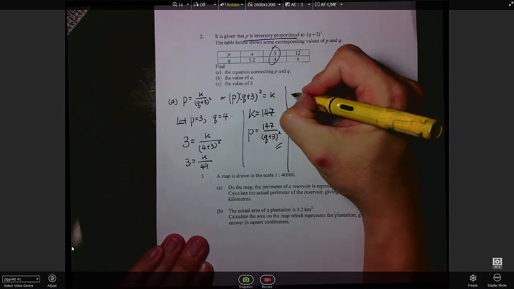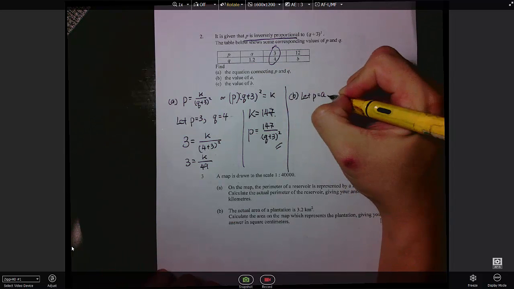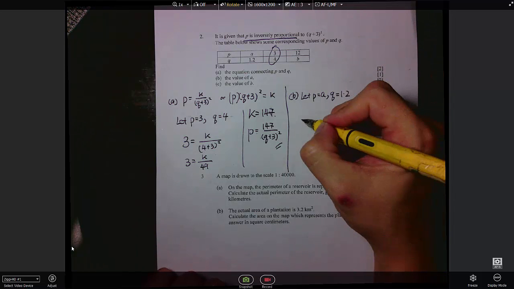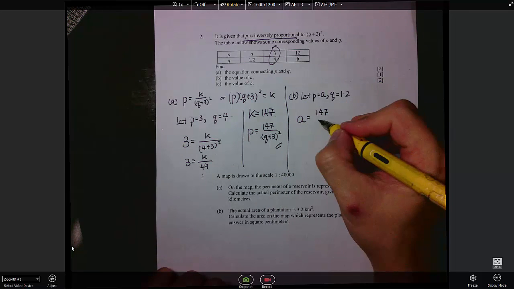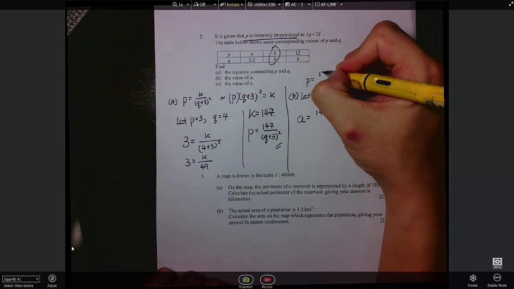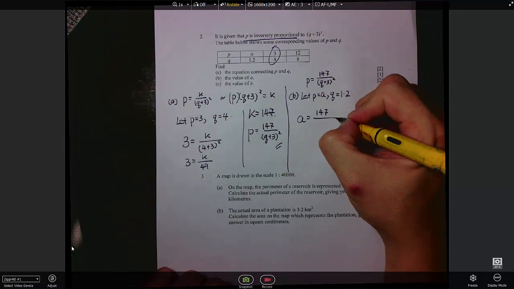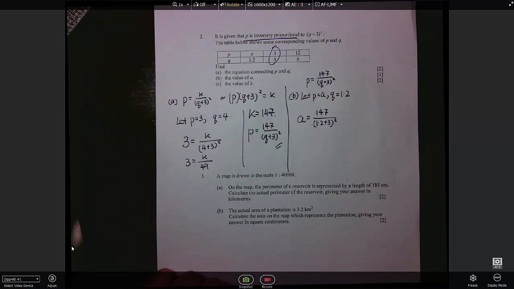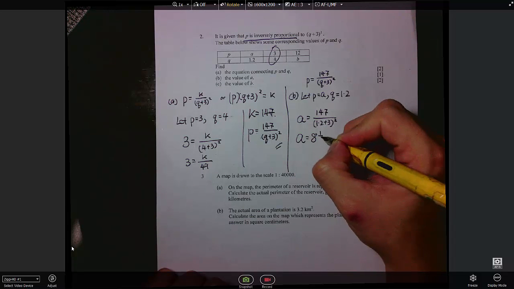Now I do part B, the value of A. So I will let P equal A and Q equal 1.2. When P equals A and Q equals 1.2, I put it back into this equation, P equals 147 over (Q plus 3) squared. So I get 147 over (1.2 plus 3) squared. A quick key into the calculator will give me my A value, which is 8 and 1/3.